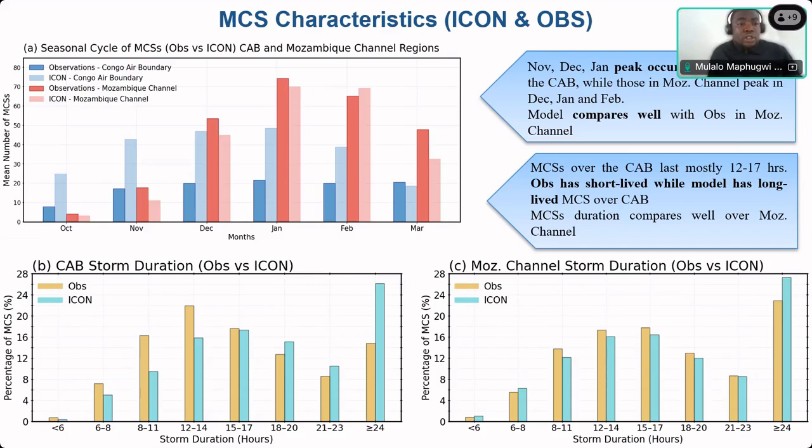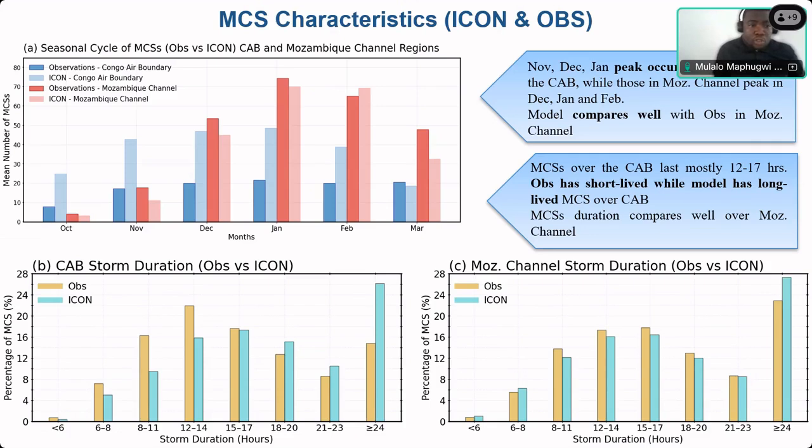But when you go to the red box, which is the Mozambique Channel, you look at each month, there is a comparable number of detected systems for both the observation as well as the ICON model. And it is actually interesting that the peak, where they usually peak in each month, both the model and the observation tend to get December, January, February as the months where you get more of these systems, just averaged within those two boxes.